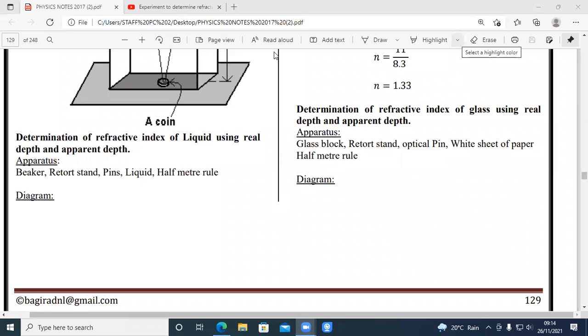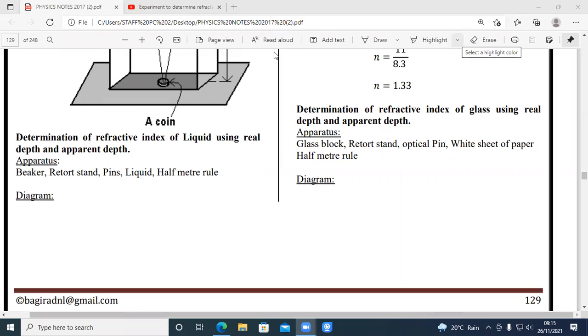We have said refractive index equals to, members, refractive index equals to what? Real depth over apparent depth. And we know the difference between real depth and apparent depth.